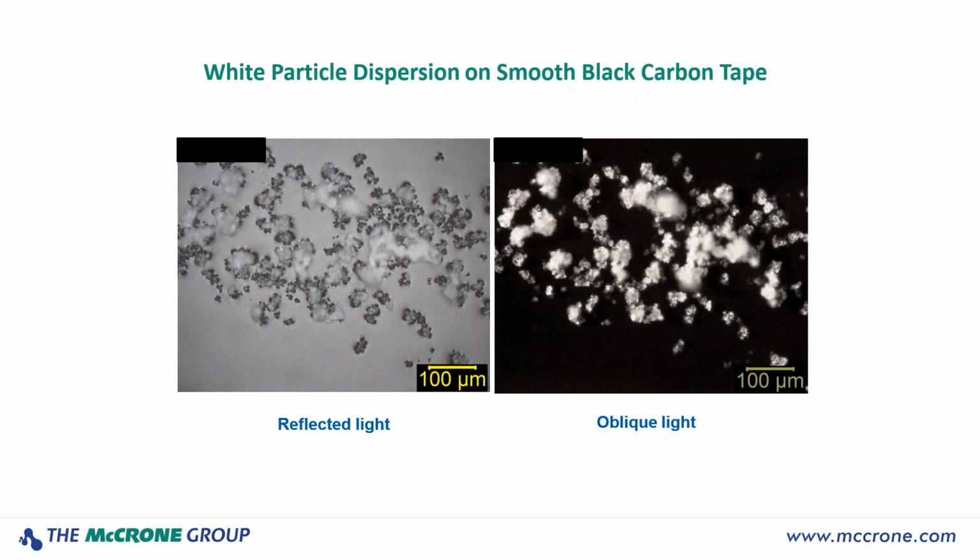If we go to oblique lighting on the same tape, we can now see that the tape is black, like we would expect it to look, and the particles are mostly white, or at least whiter, but there's still some that are fairly dark, even under the oblique lighting. So let's go take that white powder and disperse it onto a glass microscope slide and look at it with transmitted light and see what we find.